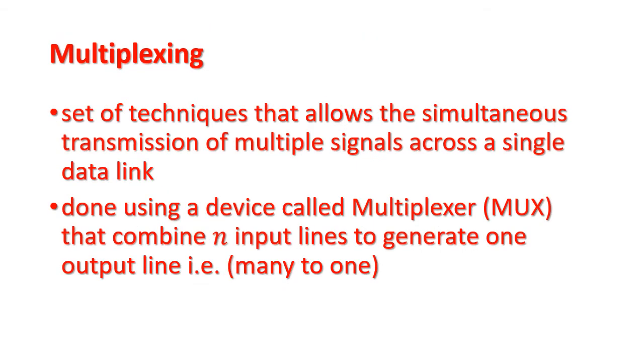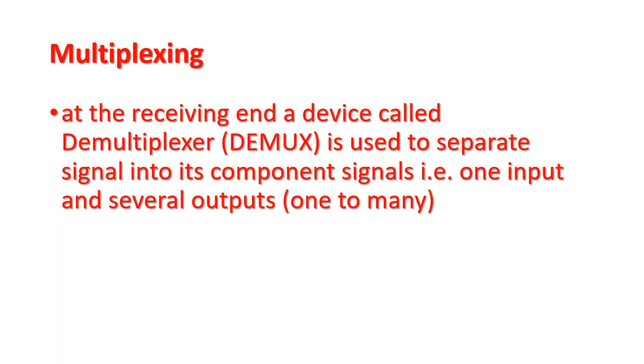Now, let's take a look at multiplexing more closely. Multiplexing is a set of techniques that allows the simultaneous transmission of multiple signals across a single data link. This is done using a device called multiplexer or MUX that combines n input lines to generate one output line. At the receiving end, a device called the demultiplexer or demux is used to separate the signal into its component signals, i.e. one input and several outputs.